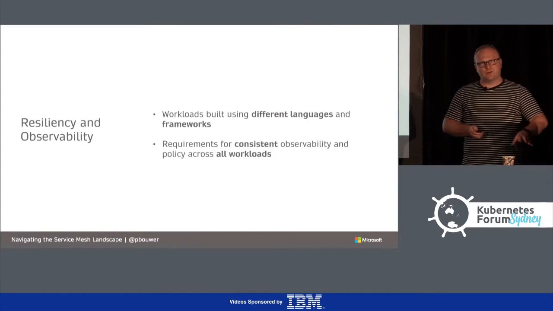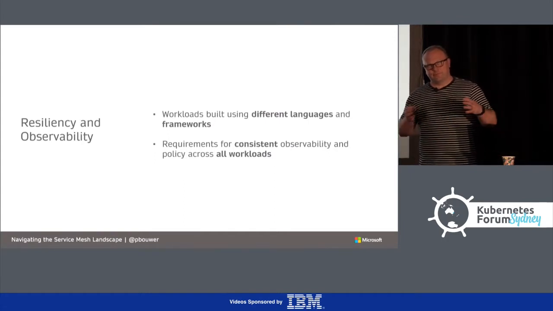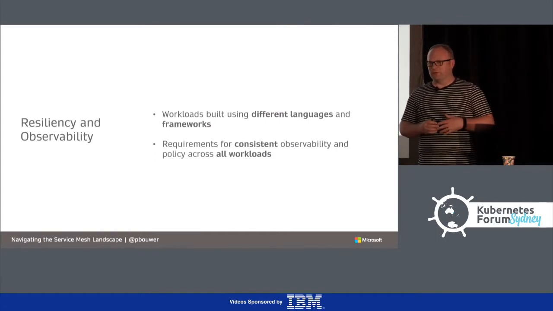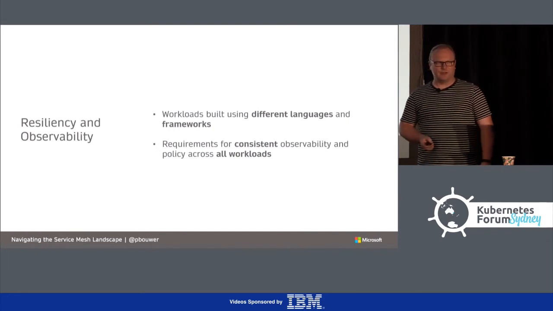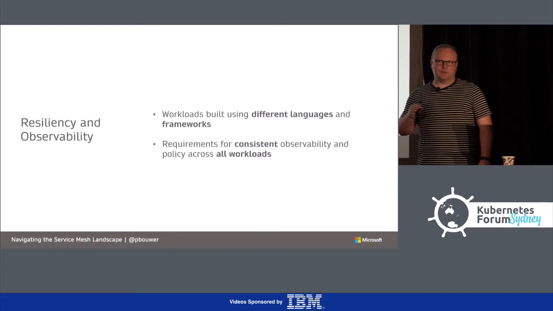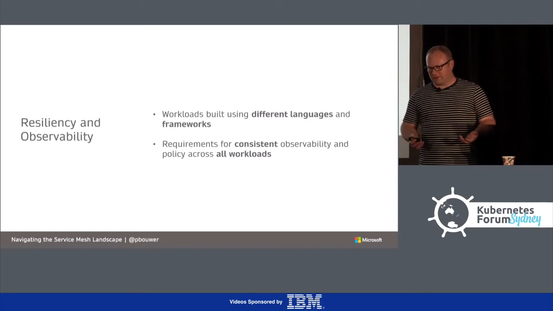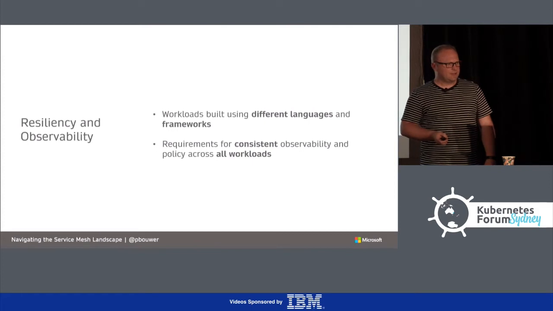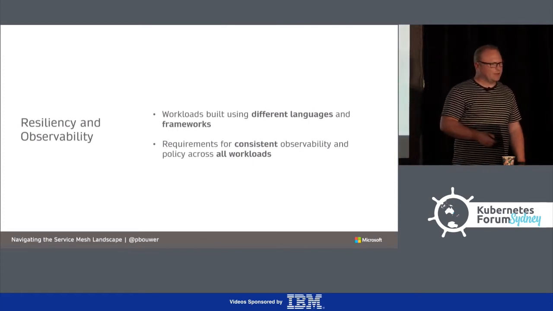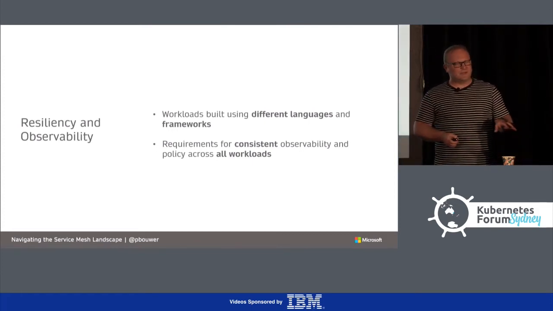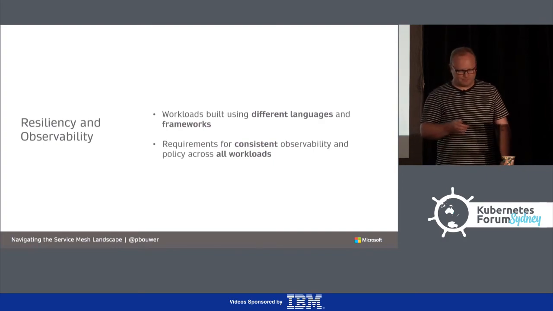So that works well if you're in a monolithic environment or your development environment is a single language and there's an approved library that you can use. We're moving fast to a world where different workloads can be written in different languages, and often the libraries that cater for all of these things are not consistent across those. So workloads are in different languages and frameworks, and there's requirements for consistent observability and policy across all those types of workloads.